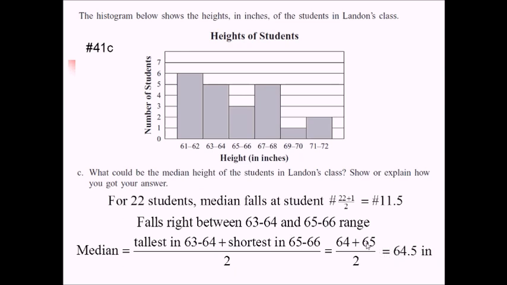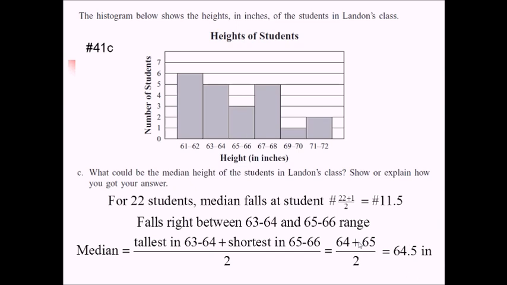Now, they would have accepted other possible answers because we don't really know. I mean, maybe all of these 63 to 64 students are really just 63. And maybe all these ones over here are really just 66s, right? In which case, your median would actually be the same, but maybe they were all 65s instead. So there's definitely a lot of possible answers.